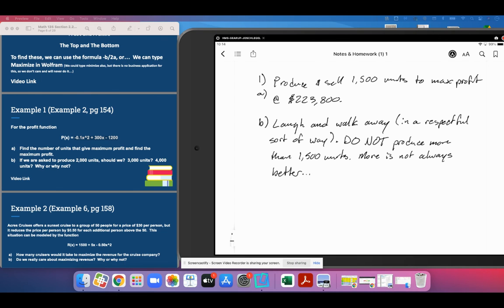All right, so we've got a response to the people that are asking us to make 2,000, 3,000, or 4,000 of these things. The answer is laugh and walk away in a very respectful sort of way. Do not produce more than 1,500 units. More is not always better. We would be basically just working ourselves out of a job, and that is no good.